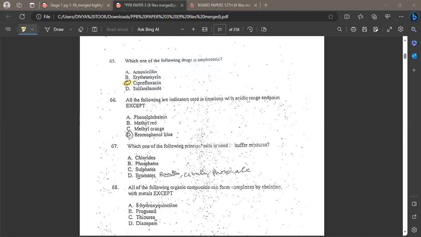Okay, so for acid range, I've seen that phenolphthalein and methyl orange are usually used, but I'm not sure about methyl red and bromophenol. From what I've seen, they're all used for the acidic range. Or I think it's bromophenol blue, maybe it's in the neutral range, that's why. Okay, could be. But I'm not too sure about this one.